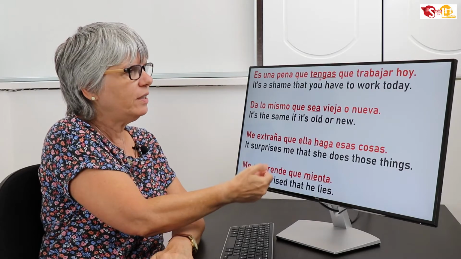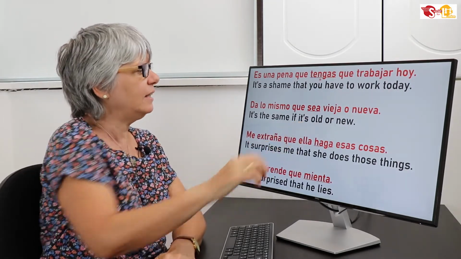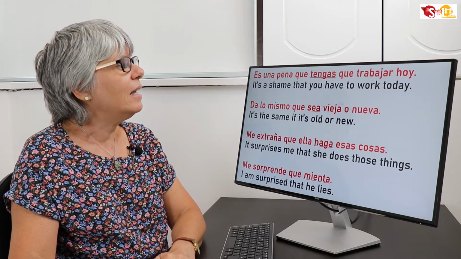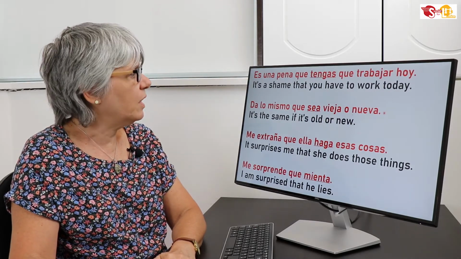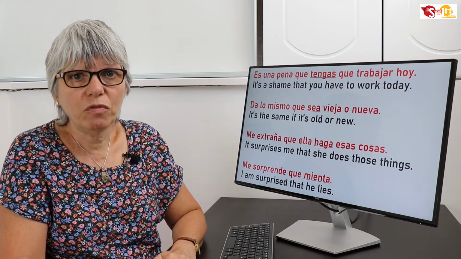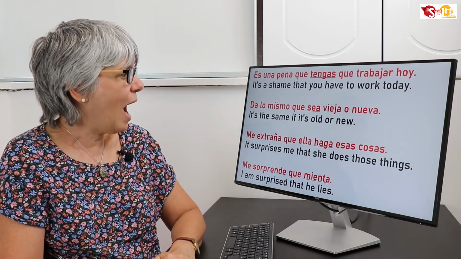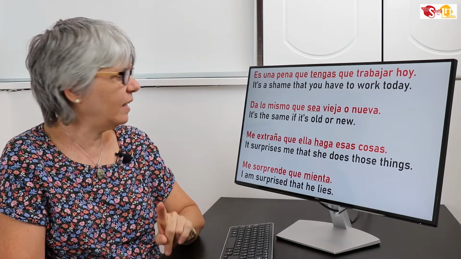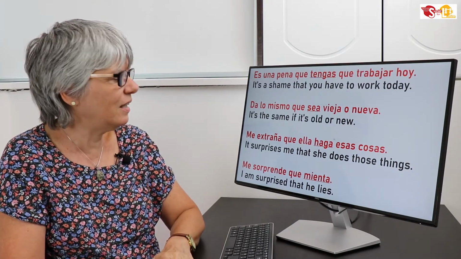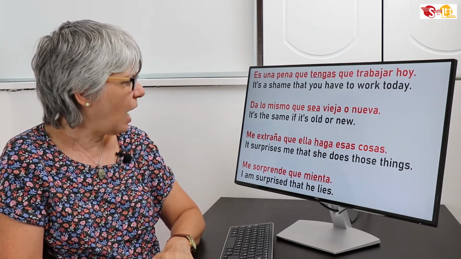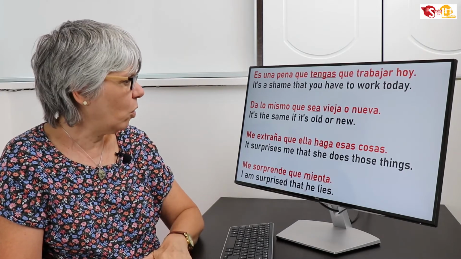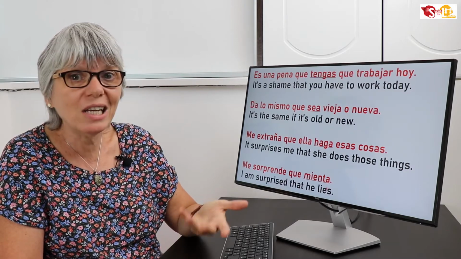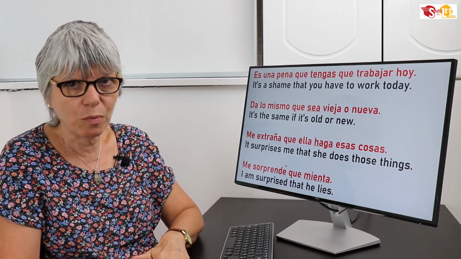And the same in all examples. I'm not saying that something is old or new. I'm saying that considering this possibility is the same for me. Or I'm not saying that she does some particular kind of things. I'm saying that thinking in this possibility, I am surprised. Or thinking in the possibility of he or she lying, I am surprised.